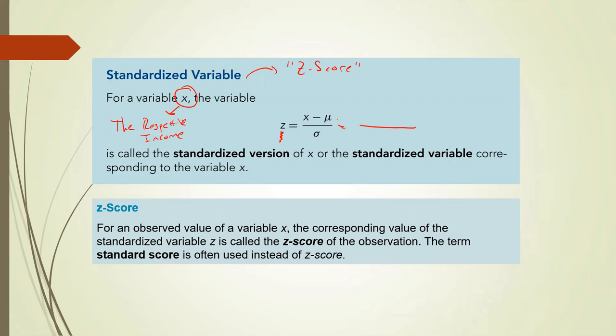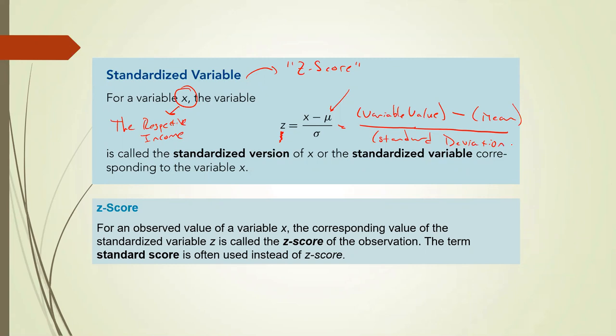It's the value of the variable, that's what x is. You subtract away, does anybody remember what the Greek letter mu stood for? The population mean. Yep, that's the mean. So minus the mean. And what did I say sigma was? The standard deviation, yep. So divided by the standard deviation.